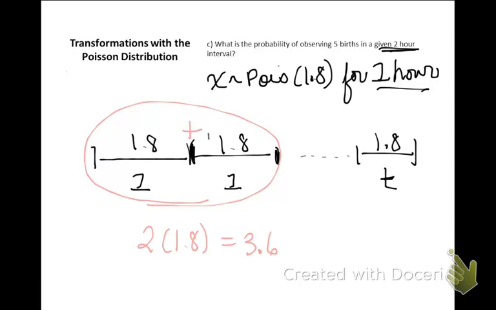So now, instead of saying that it's a Poisson distribution 1.8 for 1 hour, we can say that x is Poisson 3.6 for 2 hours. And now the 2 hours and 2 hours match. We can proceed with the problem.